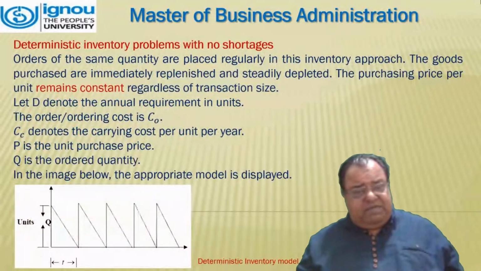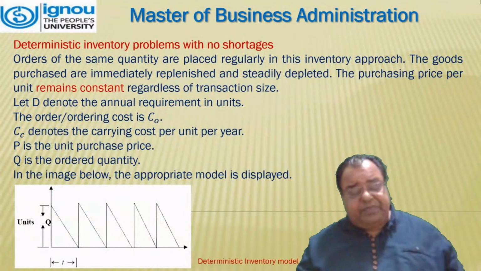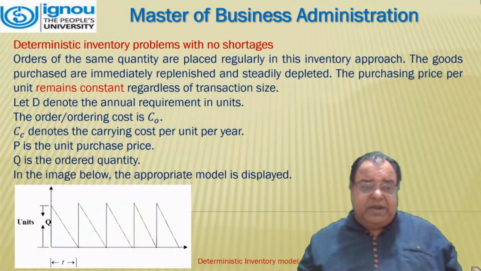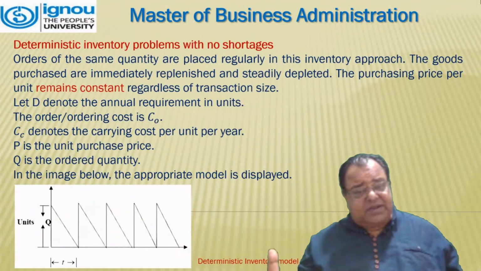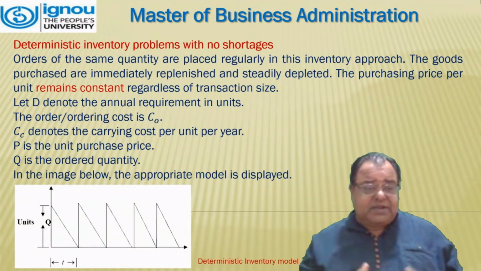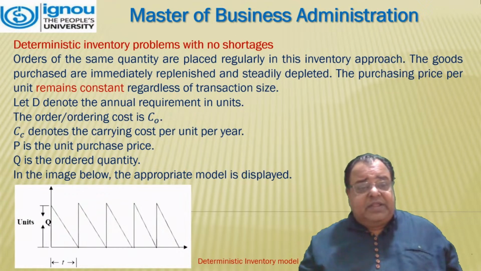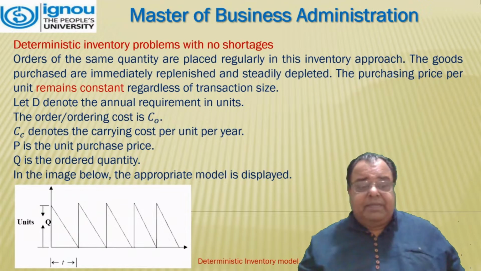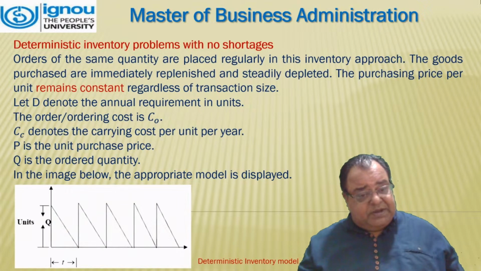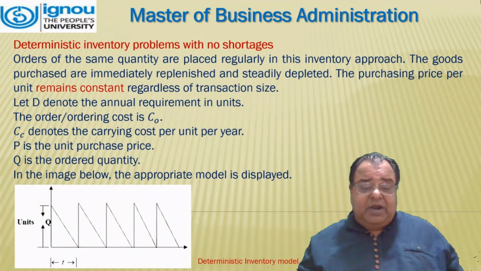Orders of the same quantity are placed regularly in this inventory approach. The goods purchased are immediately replenished and steadily depleted. The purchasing price per unit remains constant regardless of transaction size. Whatever may be the order size, the cost will remain the same. Now let us assume that D denotes the annual requirement in units. The ordering cost is C0. CC denotes the carrying cost per unit per year. P is the purchase price per unit. And Q is the ordered quantity.